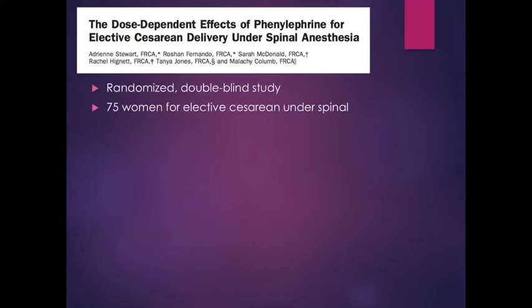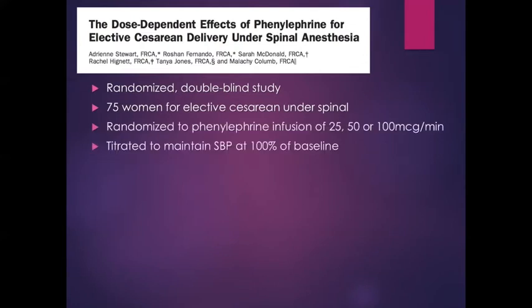In this randomized double-blind study, 75 women scheduled for elective cesarean delivery under spinal anesthesia were allocated to receive a phenylephrine infusion of either 25, 50, or 100 micrograms per minute. And the infusion was titrated to maintain maternal baseline systolic blood pressure from induction of spinal anesthesia until delivery. They used a suprasternal Doppler monitor, and they measured cardiac output, stroke volume, as well as measures of venous return and contractility. They also looked at APGAR scores and umbilical cord blood gases.